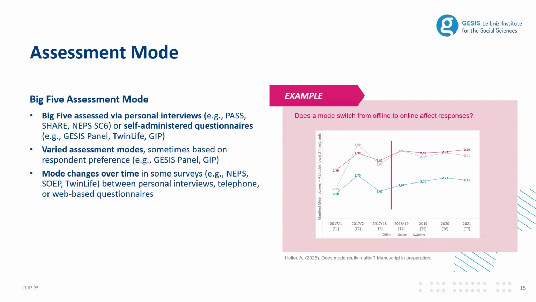Okay, we also described information about the assessment mode of the Big Five. And here, most surveys use personal interviews or self-administered questionnaires. There were also some programs that actually included multiple assessment modes. And sometimes this was actually based on participants' preferences. So sometimes people could indicate if they wanted to respond via paper pencil questionnaire or rather via an online questionnaire.